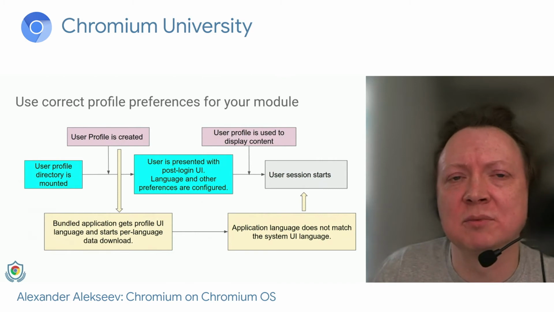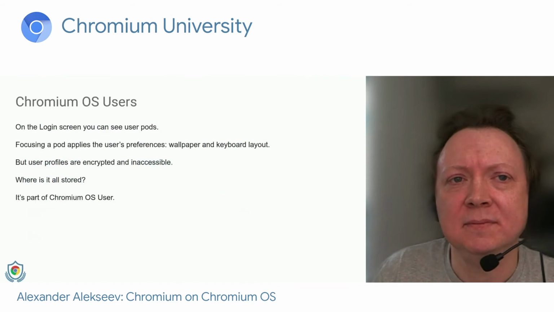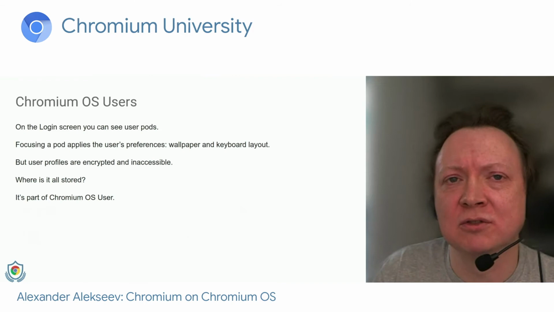But before I talk a little bit more about profiles, let me step back and talk about Chromium OS users. Let's take a look at the login screen. Usually you can see user ports for existing users. If I focus one of them, some of the user preferences will be applied to the login screen. User wallpaper will be loaded, and user preferred keyboard layout will be activated too. In addition, we know the user avatars and display names. But by this time, user profiles are still encrypted and inaccessible. Where does this data come from? And the answer is that it's part of the Chromium OS user database.